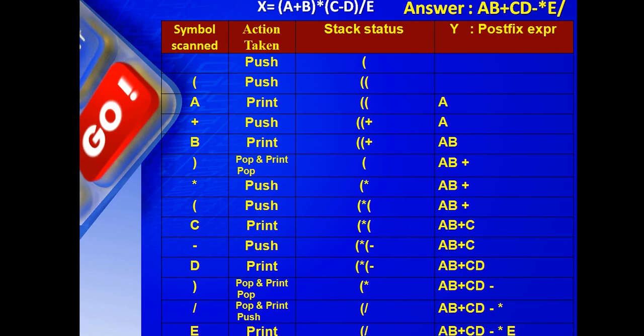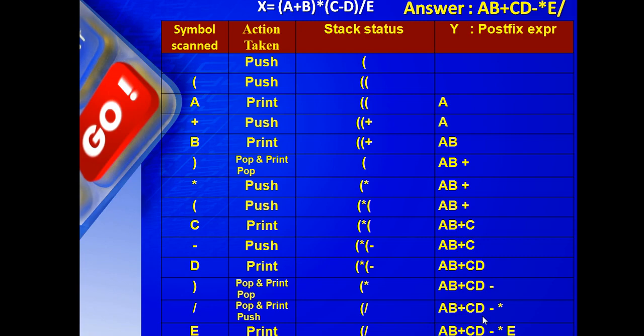Okay. Since this was your last symbol scan, this is the end. Now at the end you can see AB plus CD minus star E hash. Given the expression in infix notation and the resultant, it is a very simple algorithm. We have to prepare the table: symbol scanned, what action takes place, and what is the status of the stack after every step, and at the end what you should do.